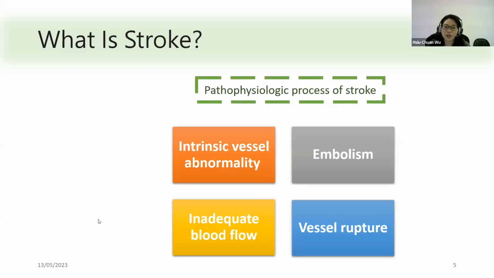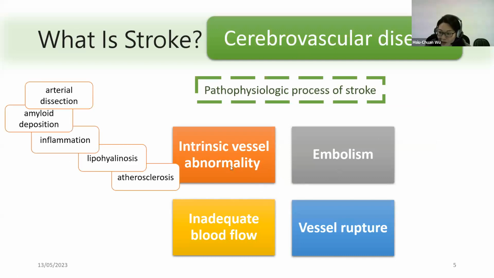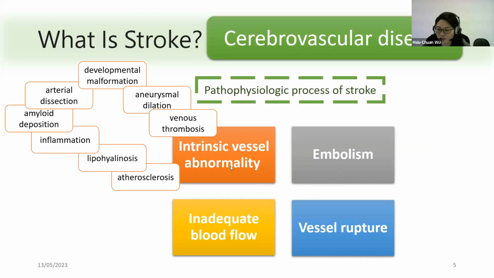So what is stroke? When we talk about stroke, we actually talk about cerebral vascular disease, and cerebral vascular disease is caused by one of the following pathophysiological processes involving the blood vessels of your brain. One is intrinsic vessel abnormality. So you have atherosclerosis. I think lots of people have heard about this term before. That's the stiffness of your blood vessel caused by the accumulation of lipid underneath the lining of your blood vessel.